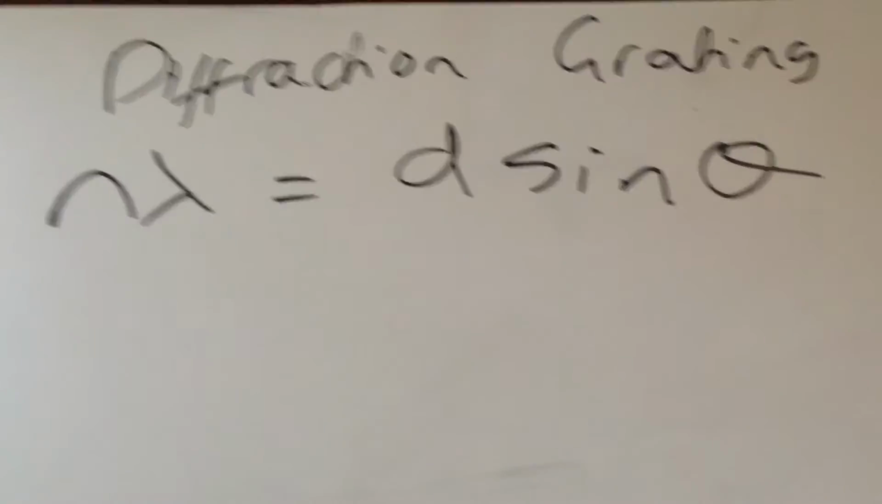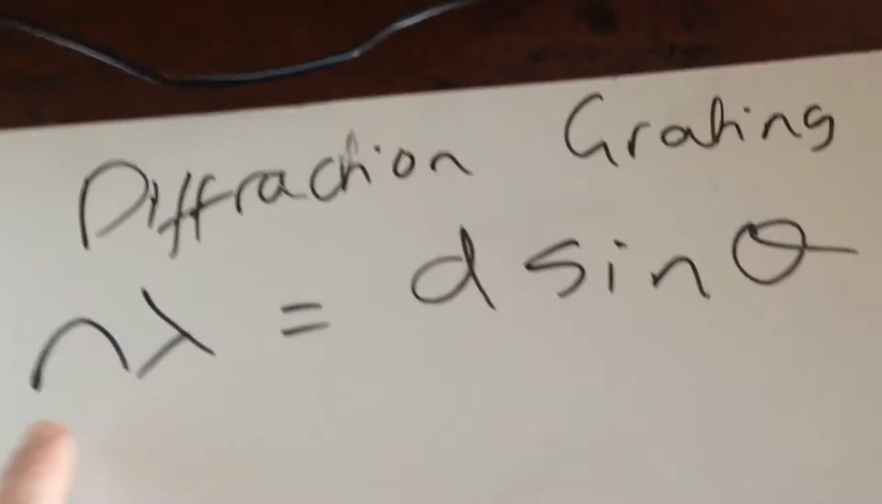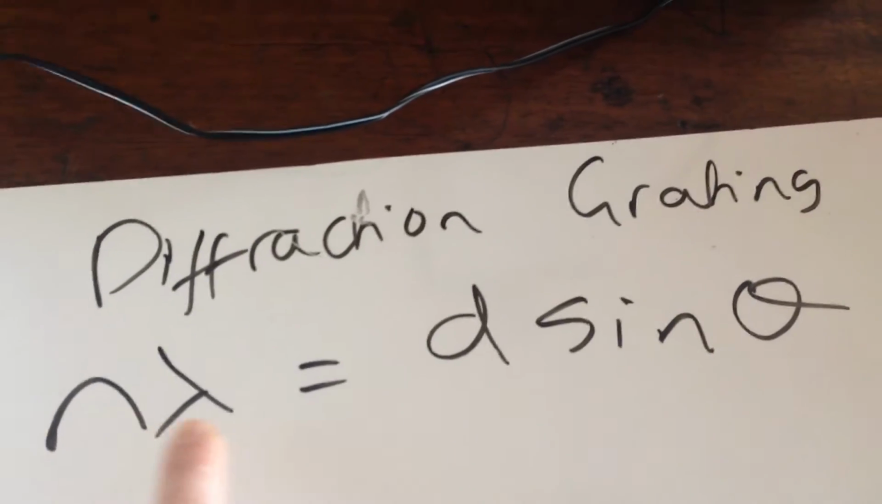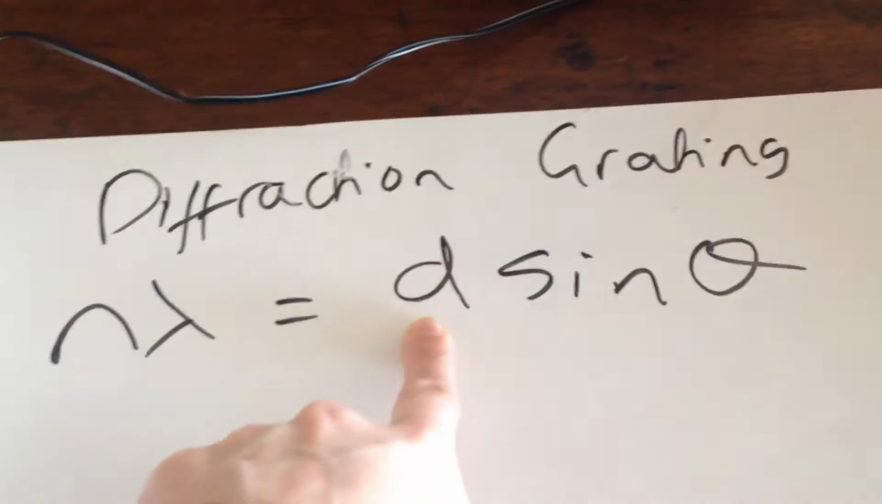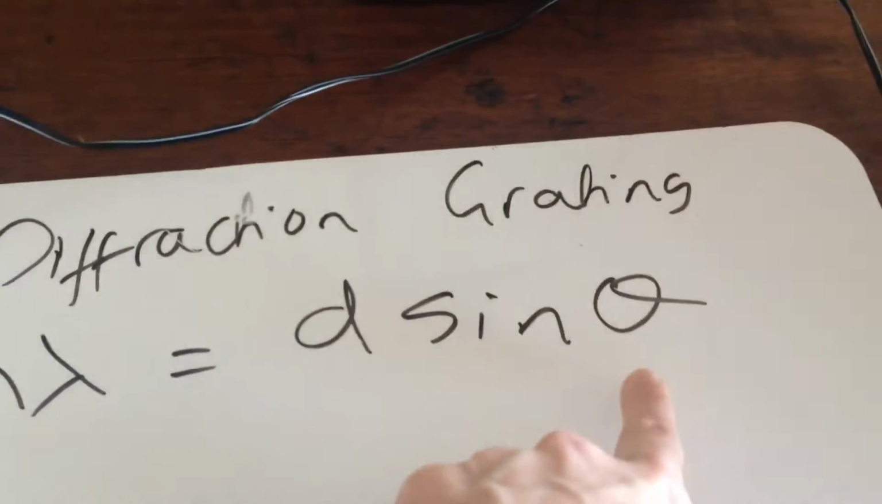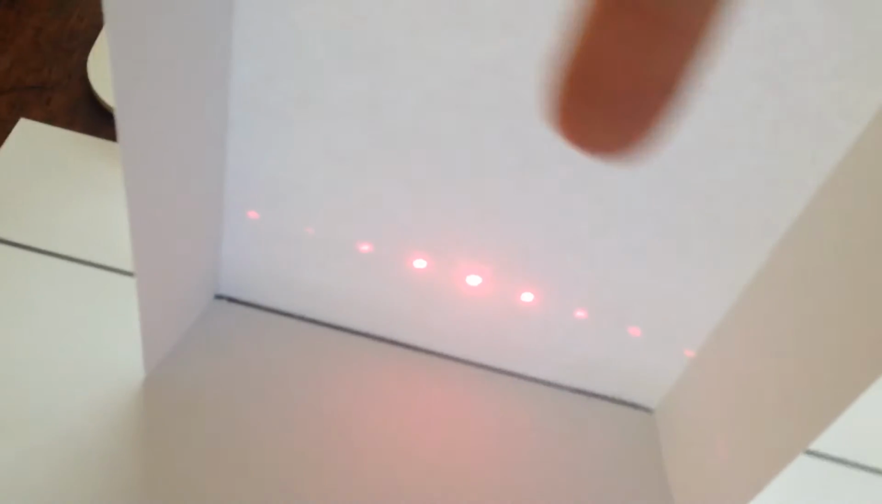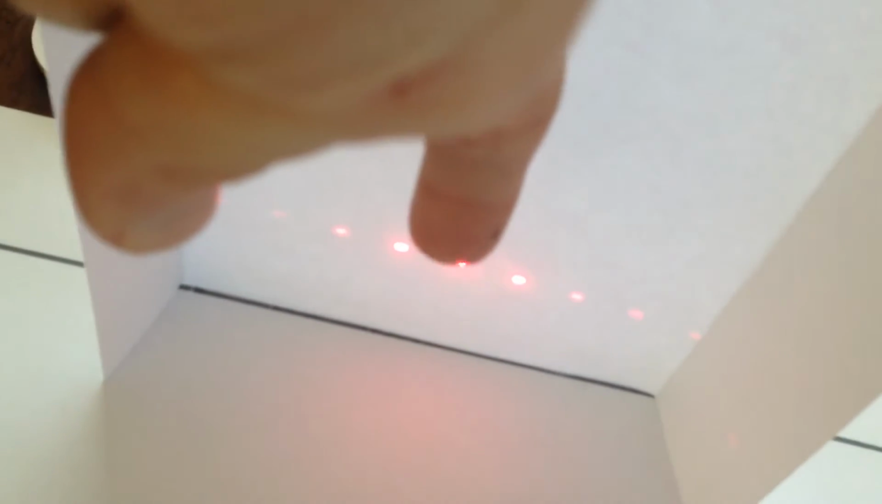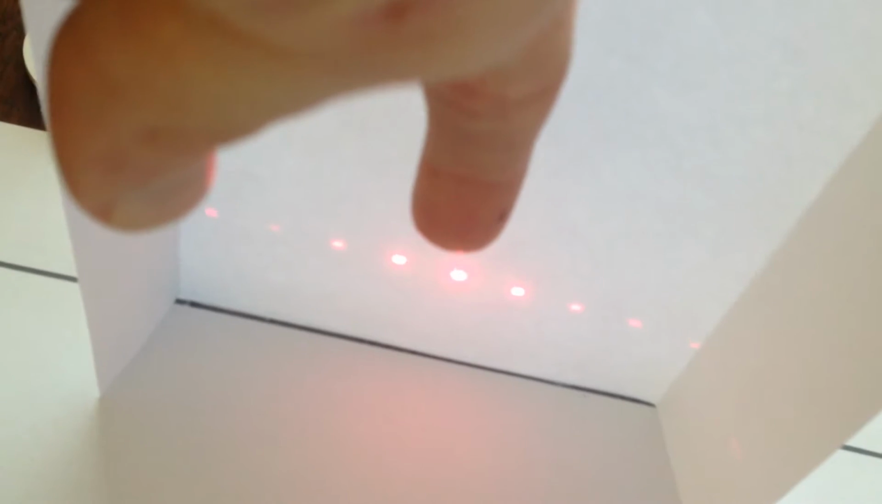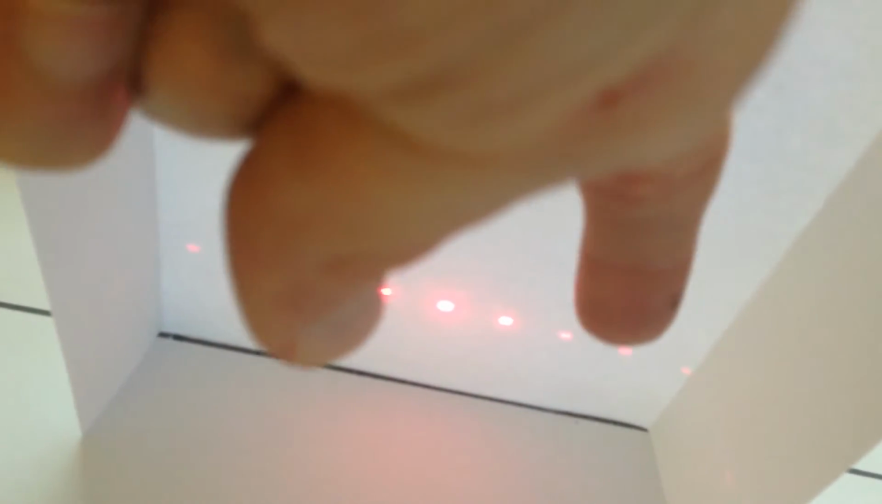So this is the equation for a diffraction grating. We have n is the number of orders, lambda is the wavelength of the light, d is the slit spacing, and theta is the angle between the central order, which is that one, and whichever order in question. So if it was the third order, 1, 2, 3, the angle between that one and that one.